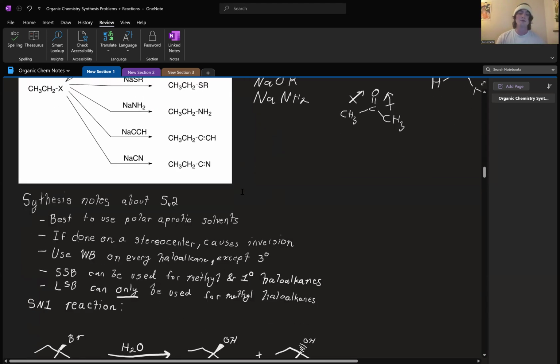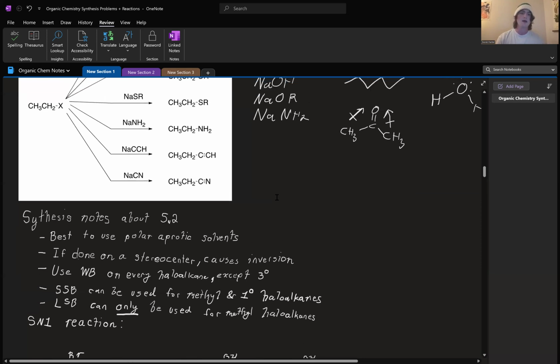SN2 can also occur with methyl and primary haloalkanes using a small strong base. If you go to secondary or tertiary haloalkanes with a small strong base, that's when you get your elimination product, and we'll get into that in a second. And then with a large strong base, you can only substitute using methyls.